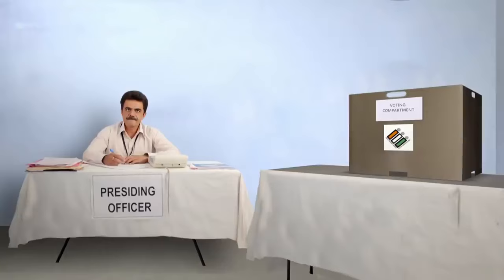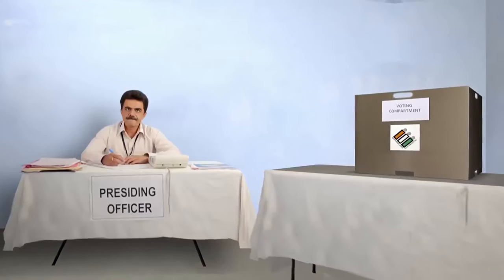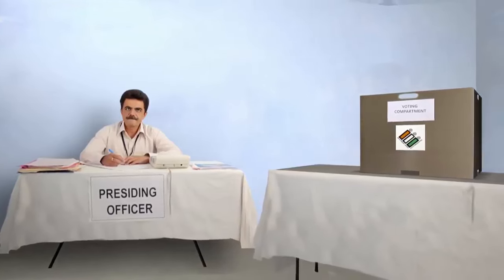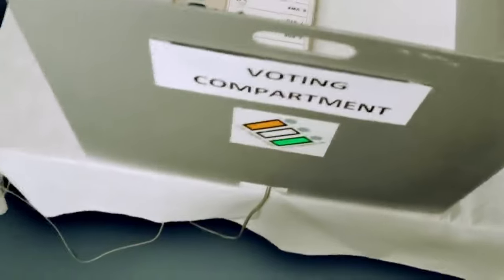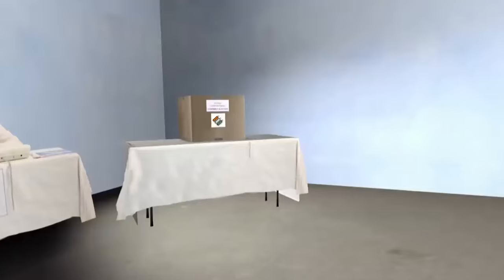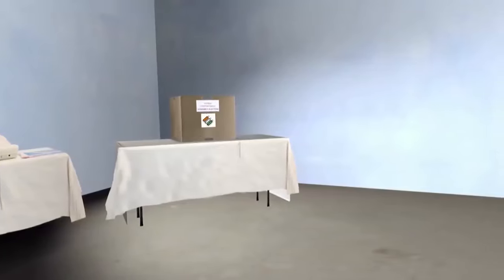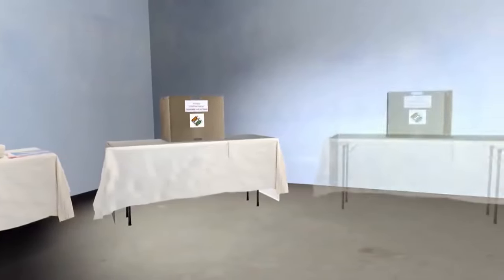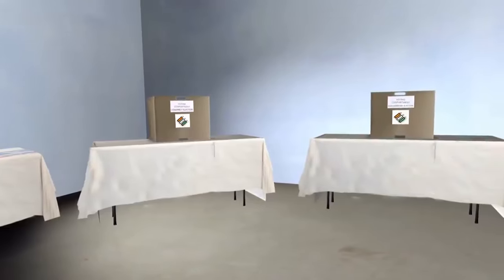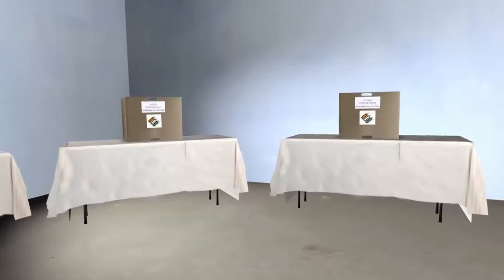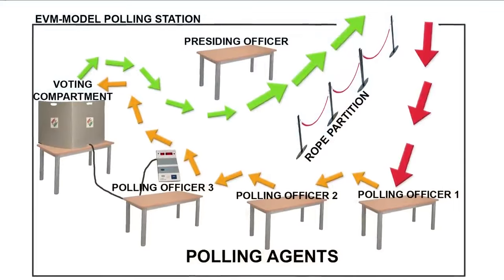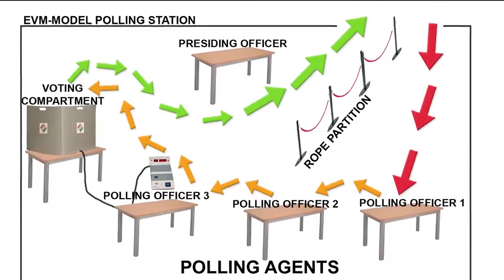The voting compartment should be at a sufficient distance from the table where the control unit shall be kept. The cable connecting the BU to the CU should not obstruct the movement of the voters, but the entire length of the cable should be visible. In case it's a simultaneous voting for assembly as well as parliamentary elections, separate EVMs need to be kept in separate voting compartments, clearly marked with bold letters. A typical layout for a single election could be like this.